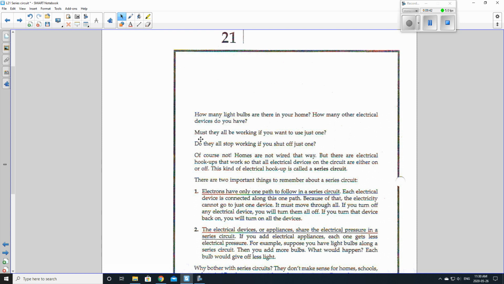Okay, so must they all be working if you want to use just one? Do all of these devices, microwave, TV, printer, computer, have to be working at the same time if you just want to use one? Or alternatively, do they all stop working if you shut off just one? So if my washer and dryer aren't also working, do I have to have all of them working at the same time if I want to just use one device?